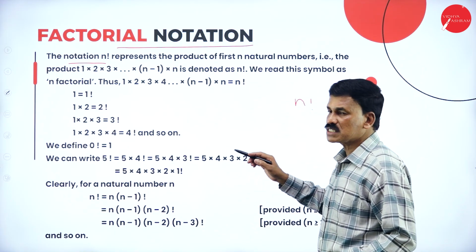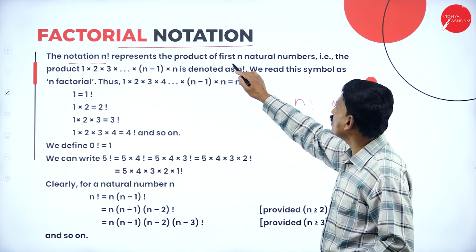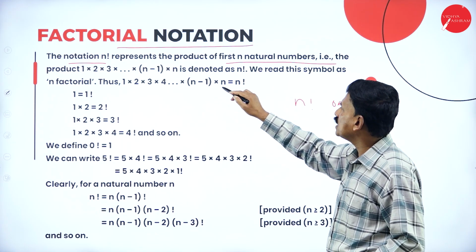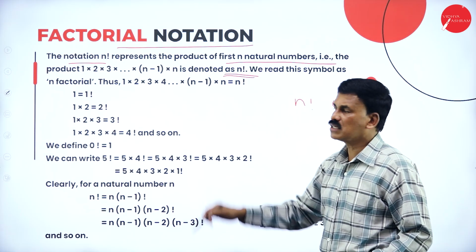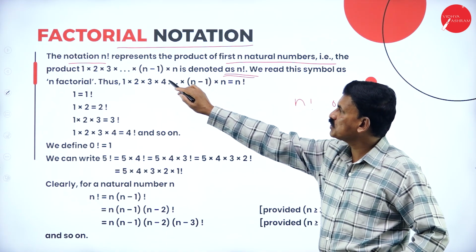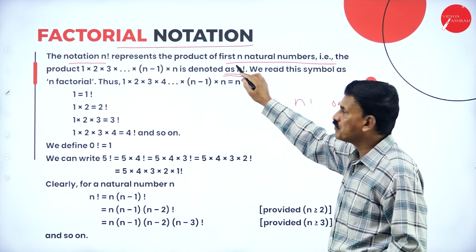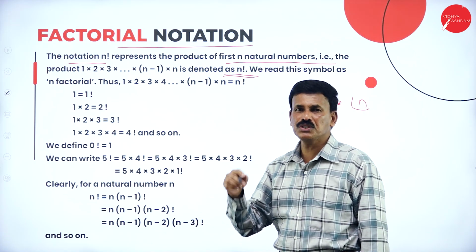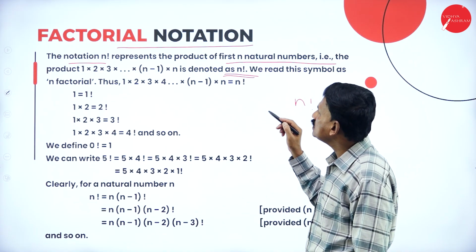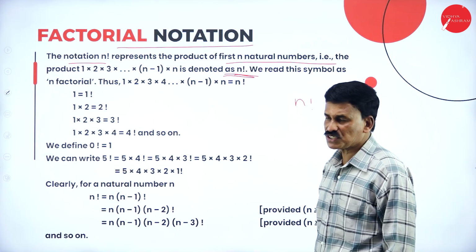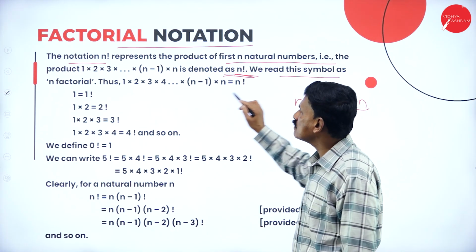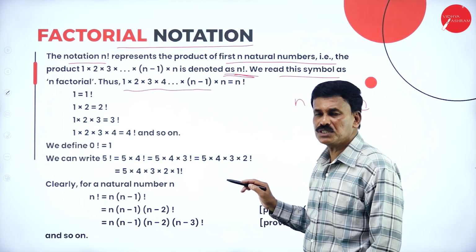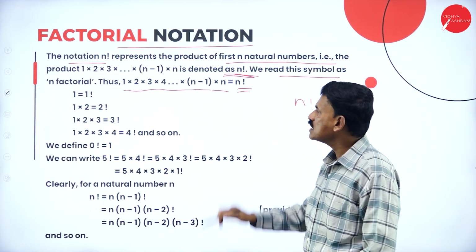The factorial of n is nothing but n factorial, which represents the product of the first n natural numbers, that is, 1 into 2 into 3, etc., n minus 1 into n, denoted as n factorial. Thus, 1 into 2 into 3 into 4, etc., n minus 1 into n is denoted as n factorial.